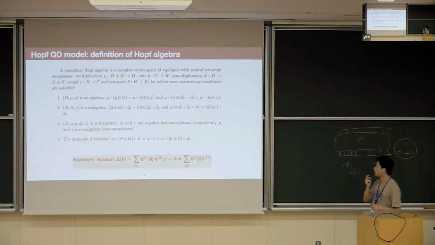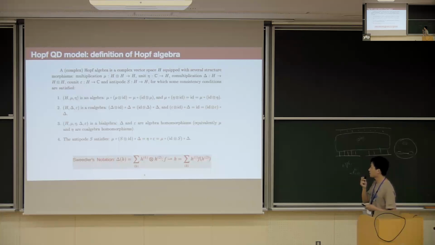We know that the quantum double model is usually constructed from the finite group, and the Hopf case is more complicated, and it's a more comprehensive framework. So let me first remind you of some of the basic definitions of the Hopf algebra. We know that a Hopf algebra has two basic structures.